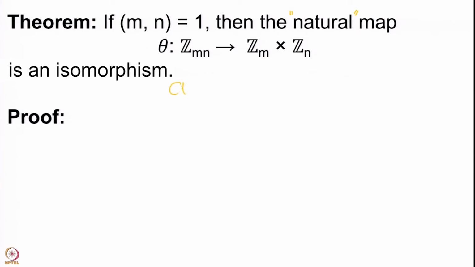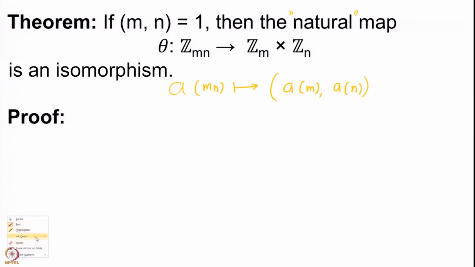The natural map is as follows. Here we start with an element A mod mn and we send it to the pair of the same A modulo m and the same A modulo n. When we write things in brackets, when we say A m, it means that you are looking at A modulo the natural number m, and the further one is A modulo the natural number n.